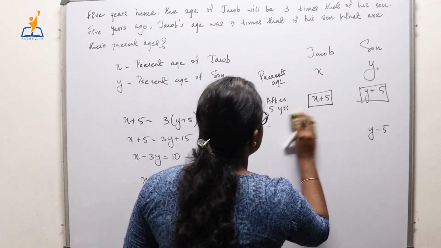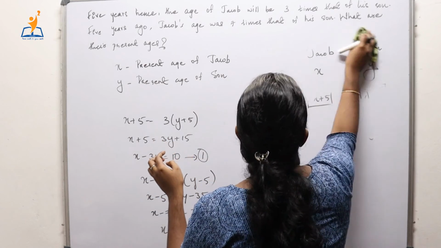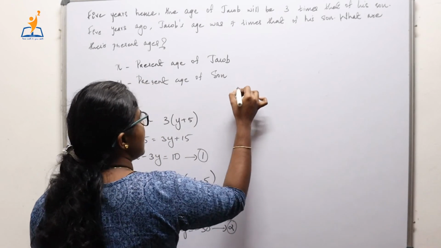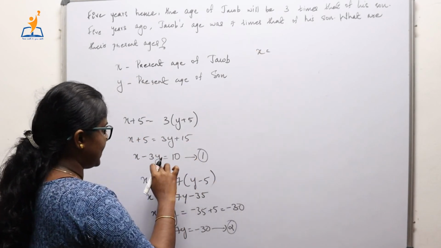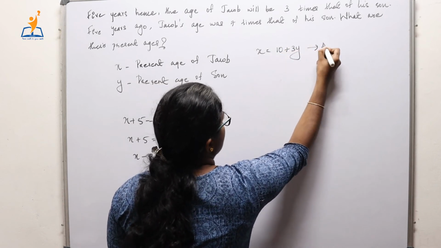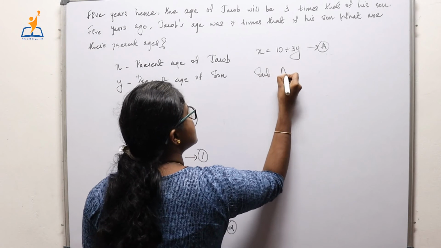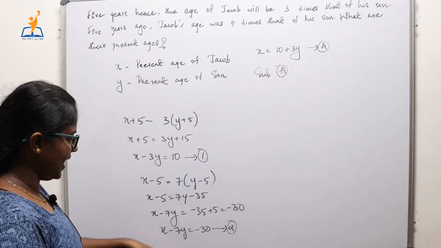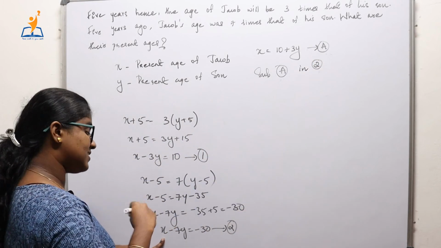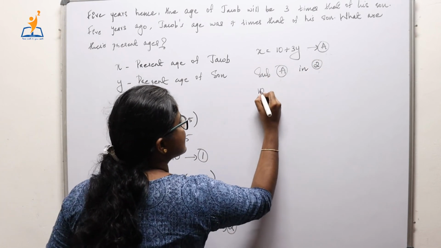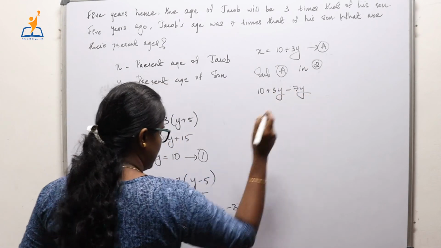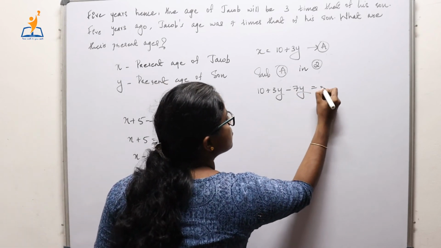So considering equation number 1, we are going to find the value of x. That is, x is equal to 10 plus 3y. This is our equation number A. Now we are going to substitute this x value, equation A, in equation number 2. Substituting A in equation number 2, we get x minus 7y. We know that x is 10 plus 3y, minus 7y equals minus 30.